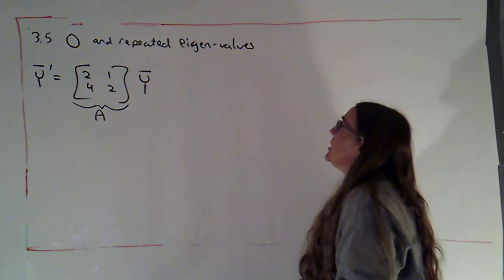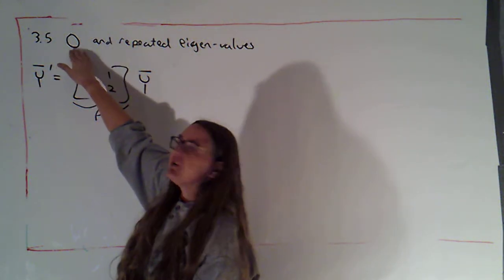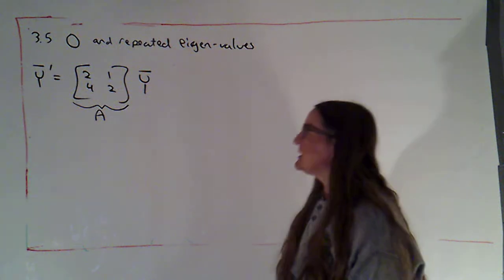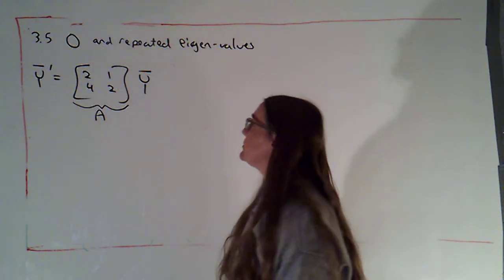Okay. So in this particular video, I'm going to give it away. We're going to be taking a look at what happens if 0 is an eigenvalue. So I'm going to start by finding the eigenvalues for A.